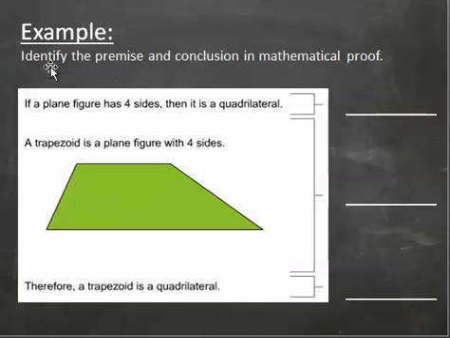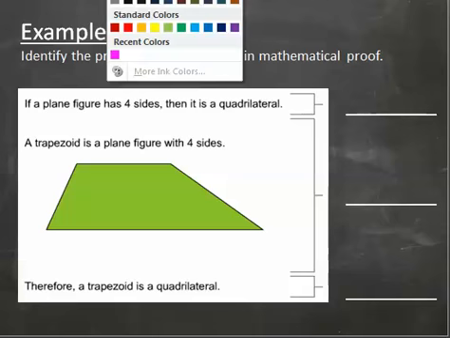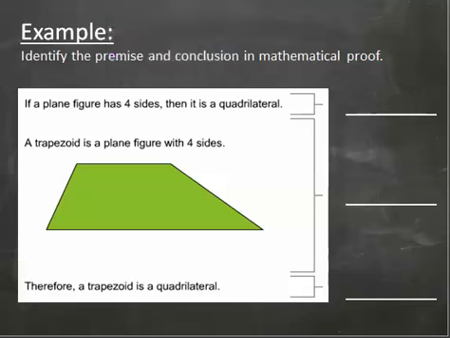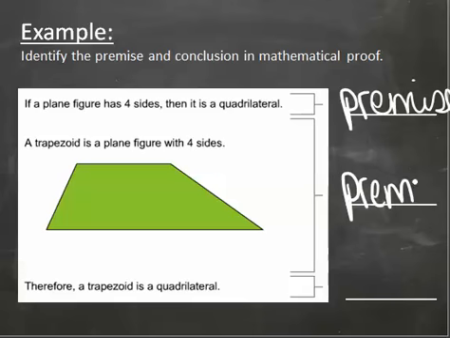Looking at this, it says identify the premise and conclusion in the mathematical proof. If a plane figure has 4 sides, then it is a quadrilateral. A trapezoid is a plane figure with 4 sides. Therefore, a trapezoid is a quadrilateral. So what's given to us to begin with, that's a premise. The meaty body part that they're talking about, that's also a premise. And then what follows from that? A conclusion.